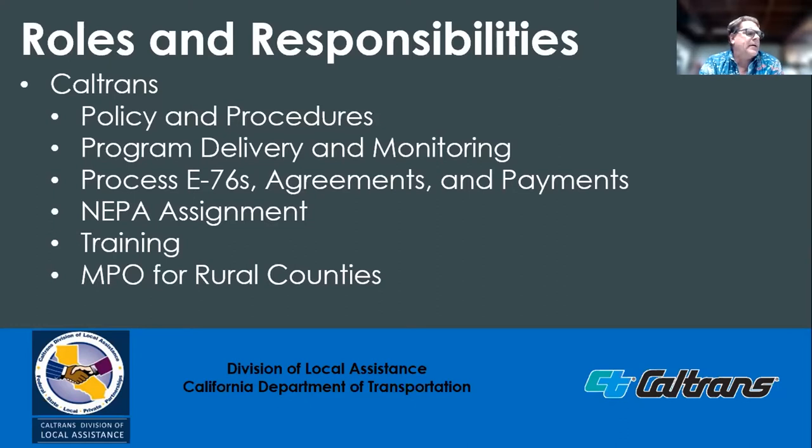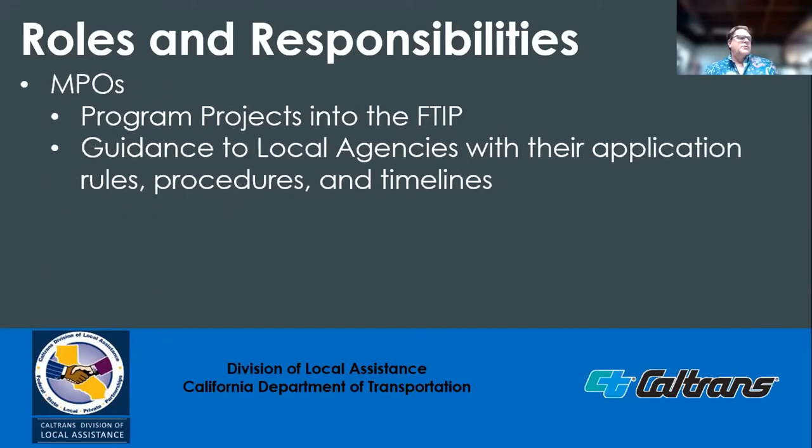FHWA has assigned Caltrans responsibility and authority for the federal environmental review process, thus eliminating the need for a separate FHWA review of environmental documents. And Caltrans provides training to assist local agencies in planning, designing, constructing, and maintaining their transportation projects. Last, Caltrans serves as the MPO for rural counties to ensure projects are programmed into the FSTIP. The Metropolitan Planning Organizations, MPOs, have broad transportation planning duties and responsibilities for programming most projects using federal aid. They are responsible for providing each local agency with their application rules, procedures, and timelines.